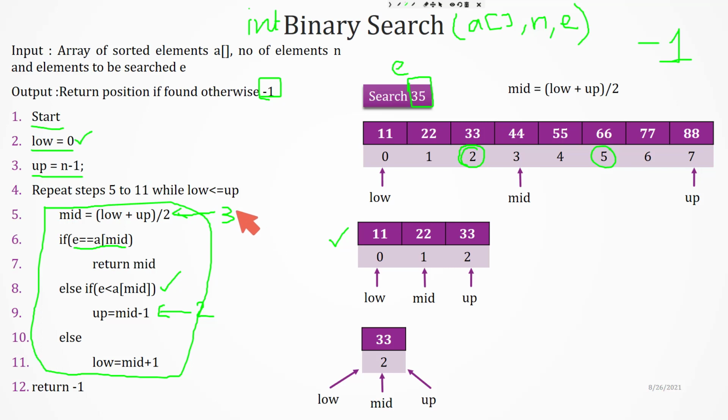What is the new value of mid? What is the value of low? New value of low? 0, sir. 0. Okay. What is the new value of up? Up is 2. Okay. So what is mid? Mid will be 2.